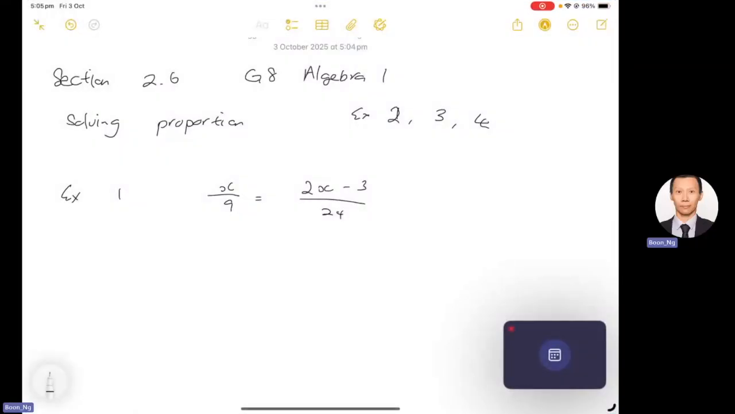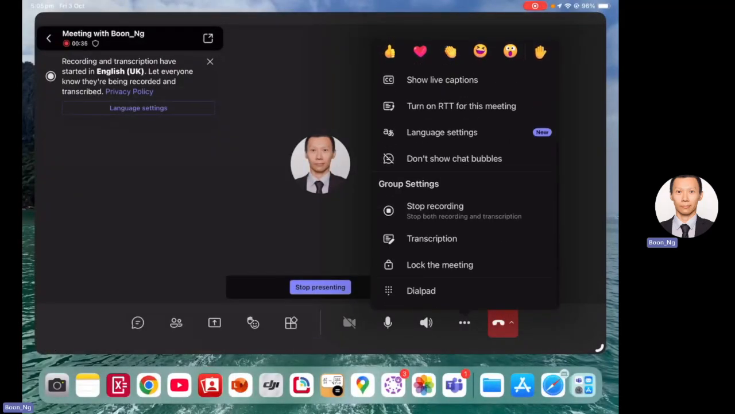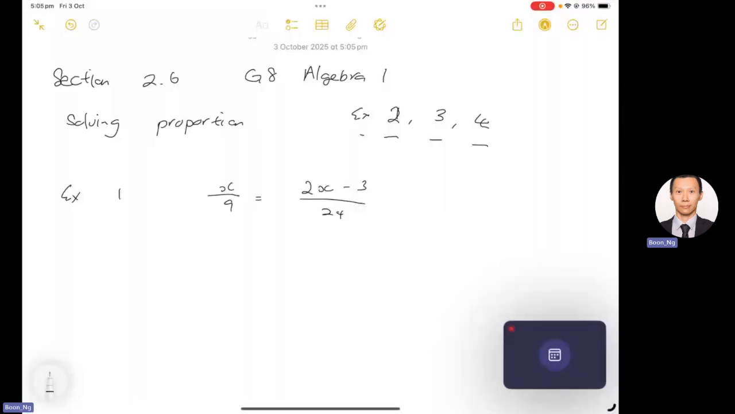All right, this section is about 2.6 on grade 8 Algebra 1, solving proportion. We will be going through example 2, 3, and 4.